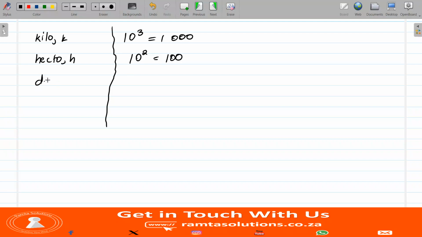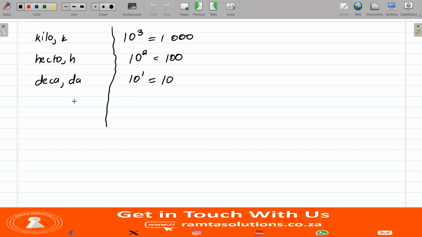Then we have deca, small d, of course, and it's DA, not DE. Then this is 10 to the 1, which is simply 10. Now, let us then look at the small ones. So these are the big ones.